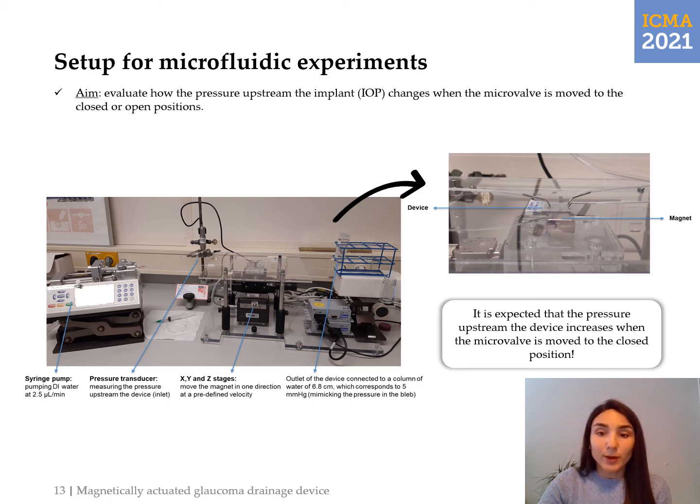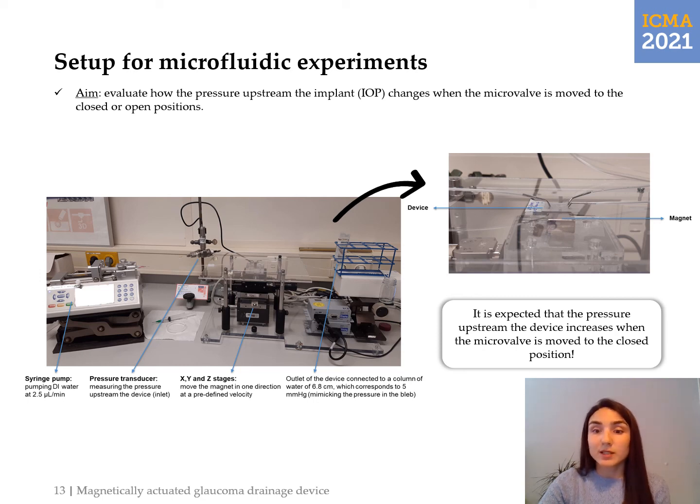The setup for our microfluidic experiments consists of a syringe pump, which pumps DI water at a constant rate, 2.5 microliters per minute, which is the production rate of aqueous humor. We have a pressure transducer connected to the inlet of the device, which is constantly measuring the pressure upstream the device. We have X, Y, and Z stages that control the movement of the magnet that is placed below the device. And the outlet of the device is connected to a column of water that mimics the pressure in the bleb. So we expect that pressure upstream the device will increase when the microvalve is moved to the closed position.